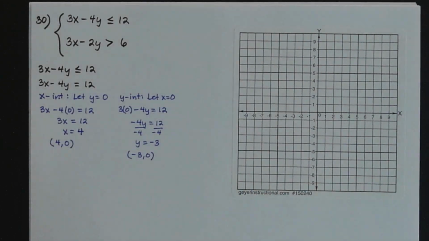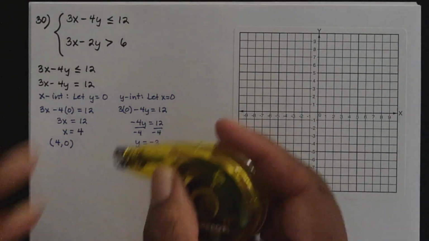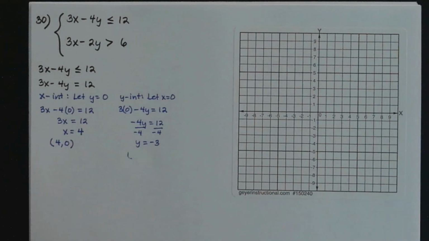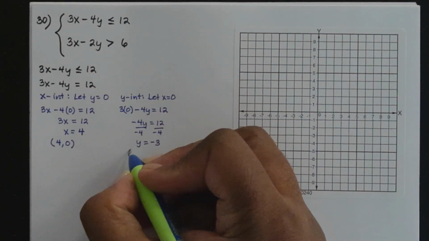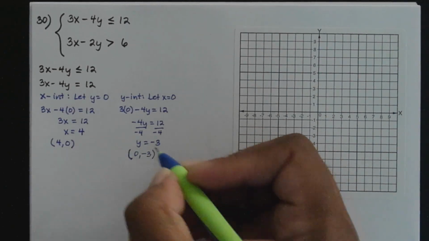So the y-intercept is 0, negative 3. I'm letting x equal 0. Sorry. X is 0, and y is negative 3.